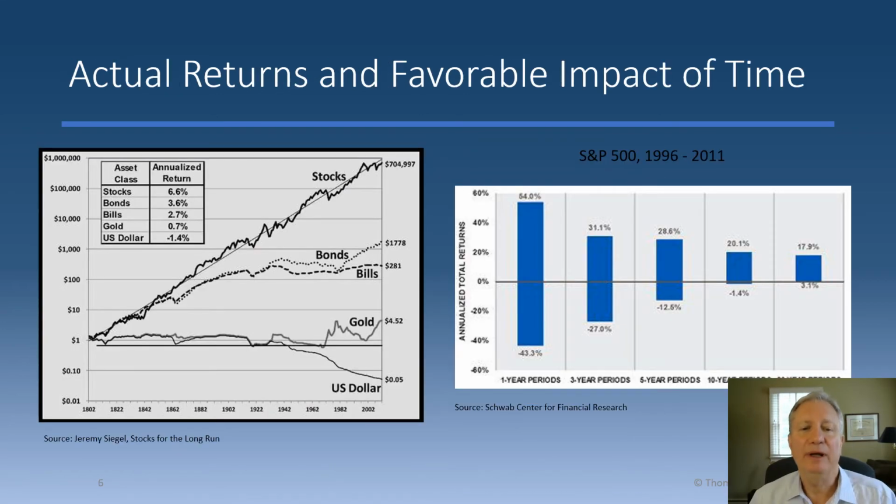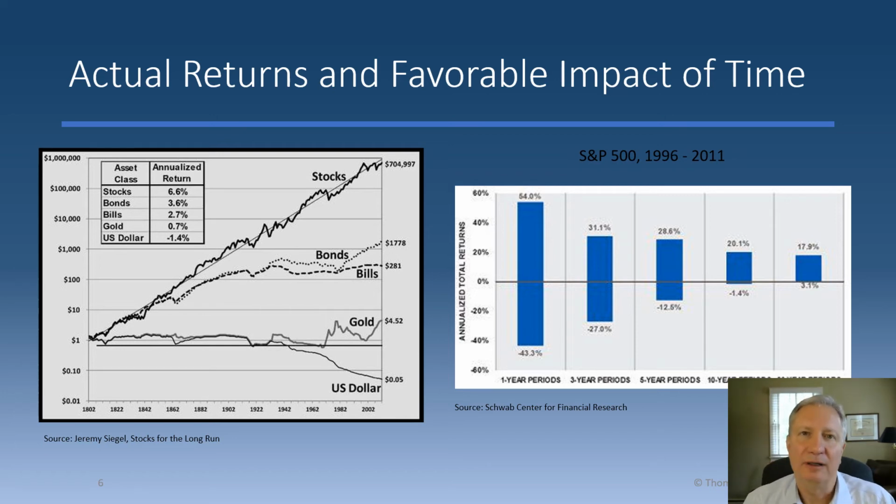Let's take a look at what real securities look like. On the left chart, notice that since 1802 on the y-axis and 2000, it looks like maybe 6. Notice that stocks have gone from $1 to $705,000, bonds to $1,778, bills, which are shorter term bonds, $281, etc. The point is that these are the actual returns of these securities, stocks, bonds, and bills.